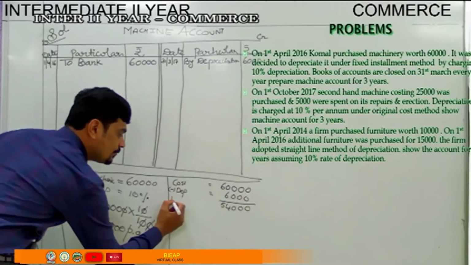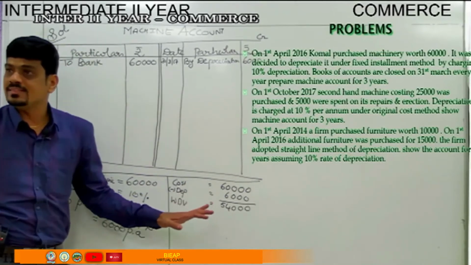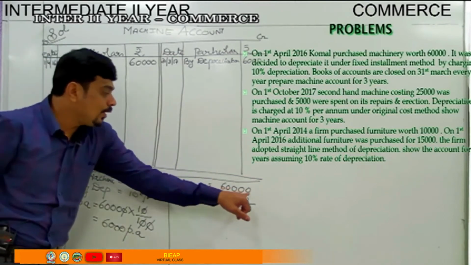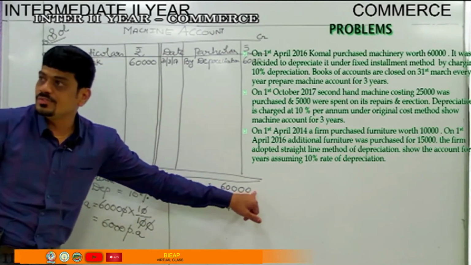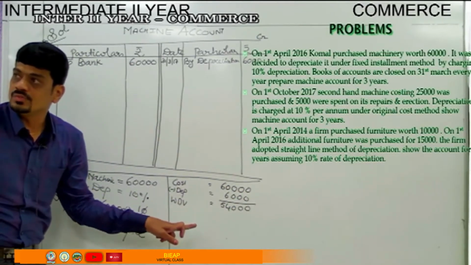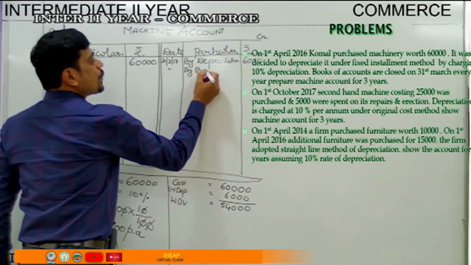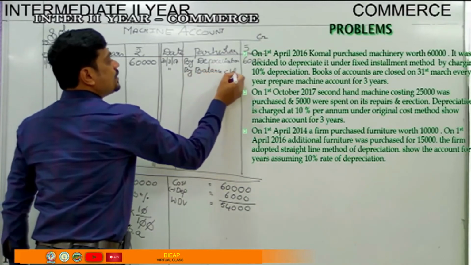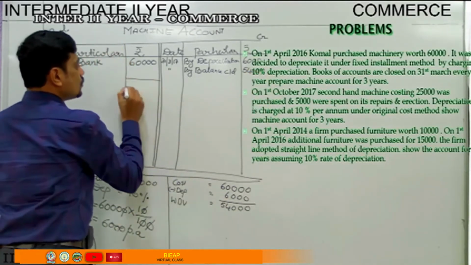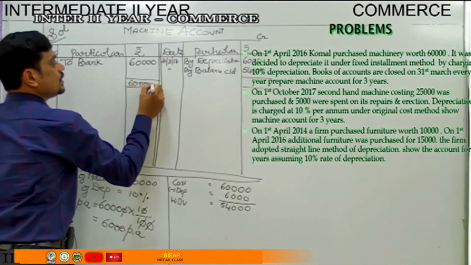And what do we call this 54,000? We call it written down value. Nothing but balance carried down. When we bought the asset, it was how much? 60,000. After using 1 year, the value has come to 54,000. So we'll balance the account. Same date, we'll close. By balance carried down. How much? 54,000. And close the account. Both the sides, 60,000.